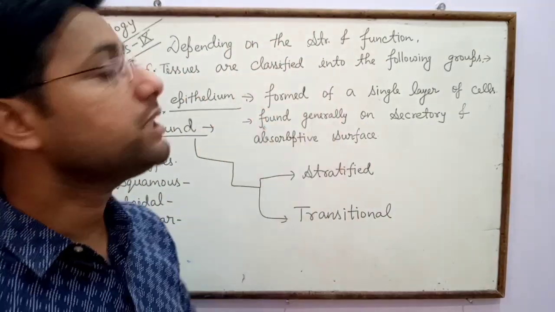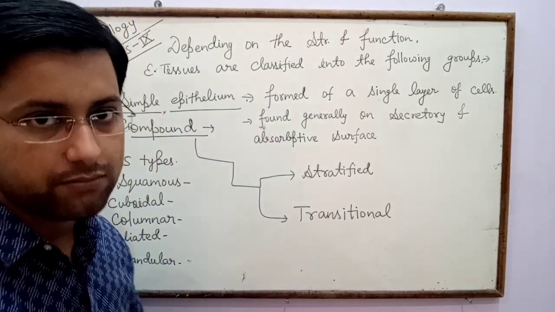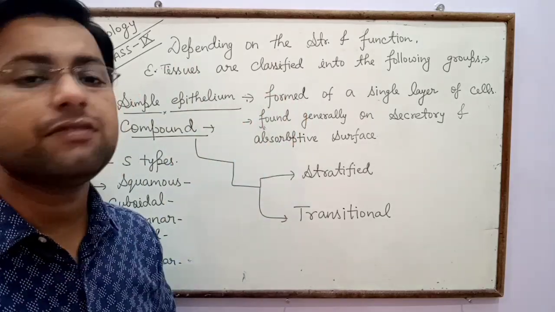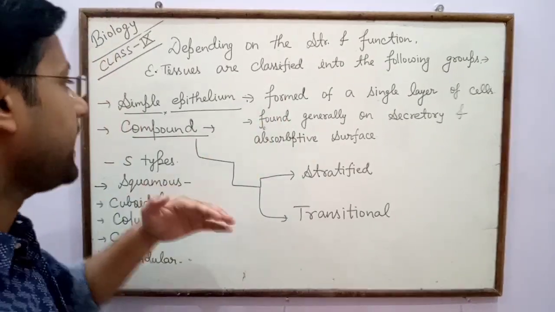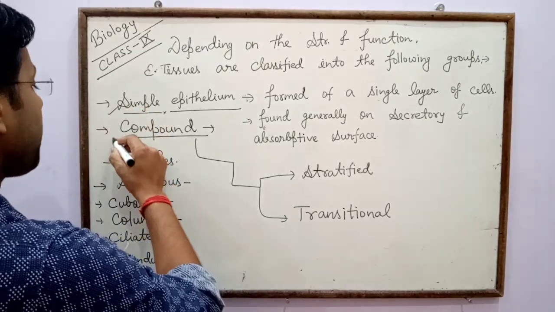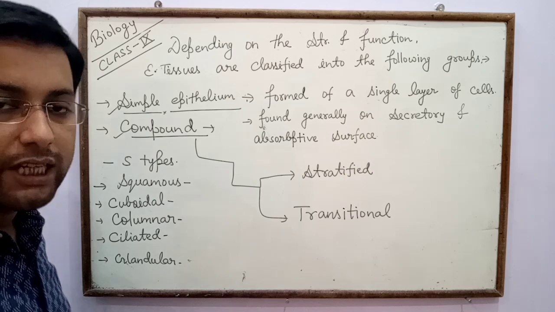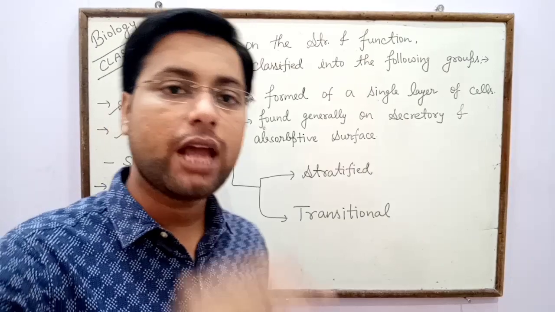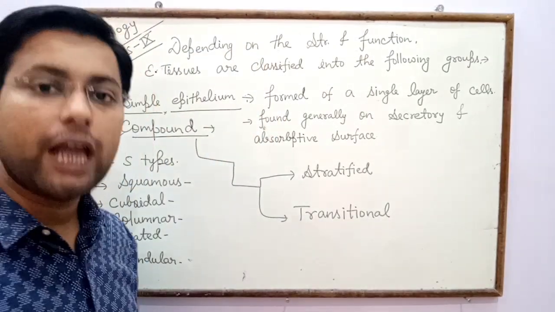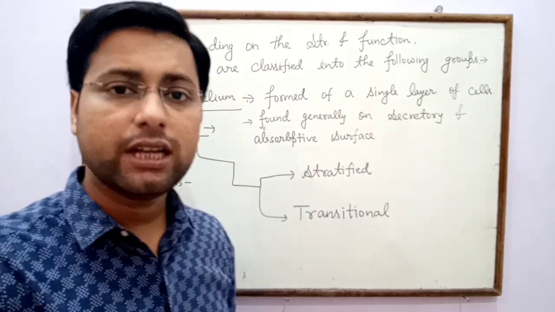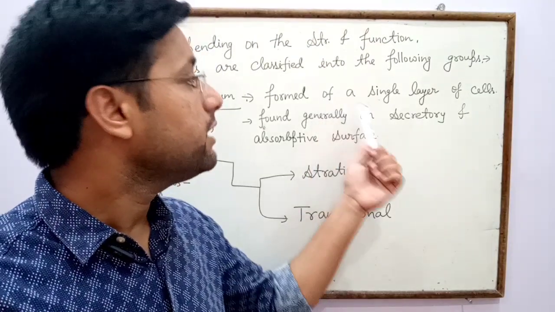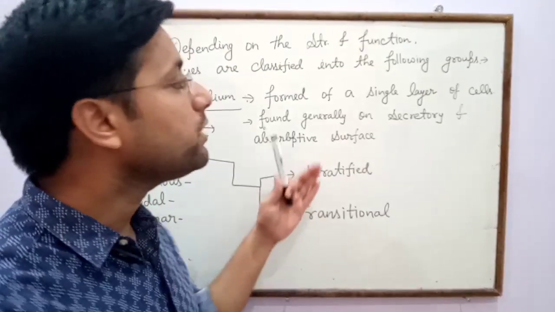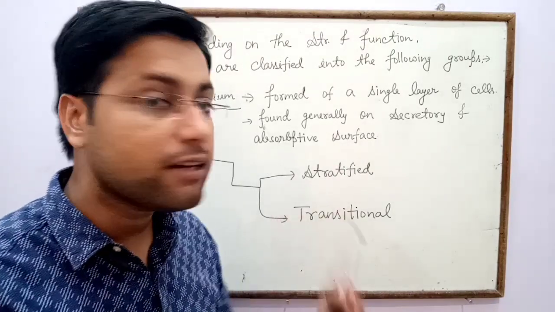Depending on the structure and function, epithelial tissues are classified into the following groups: simple epithelium and compound epithelium. So there are two main types of epithelial tissue. In simple epithelium, a single layer of cells is present, while in compound epithelium more than one layer of cells is present.